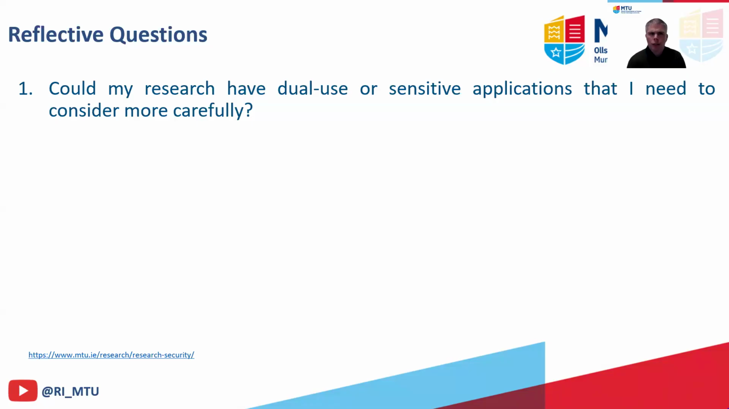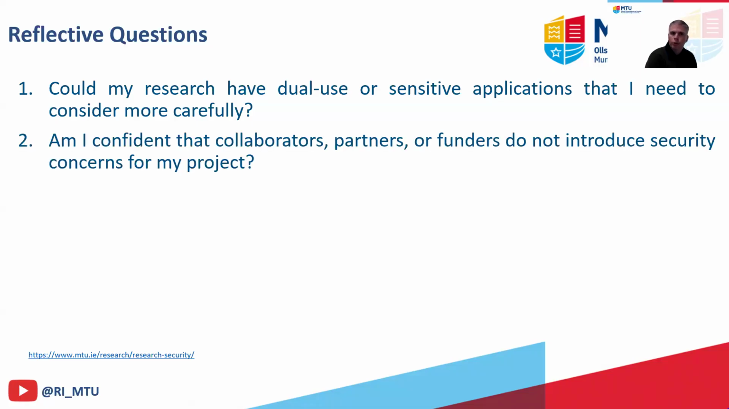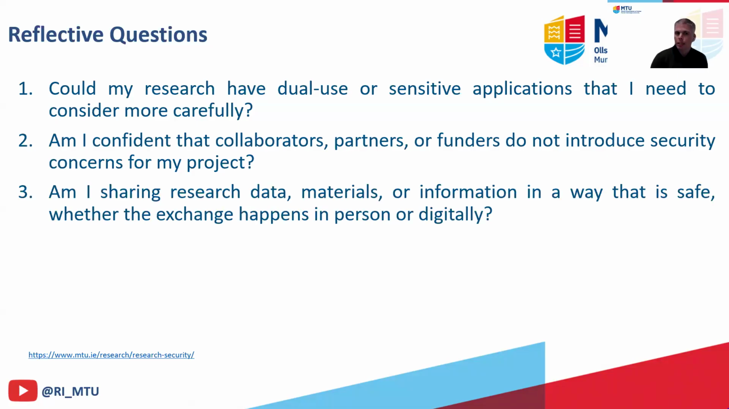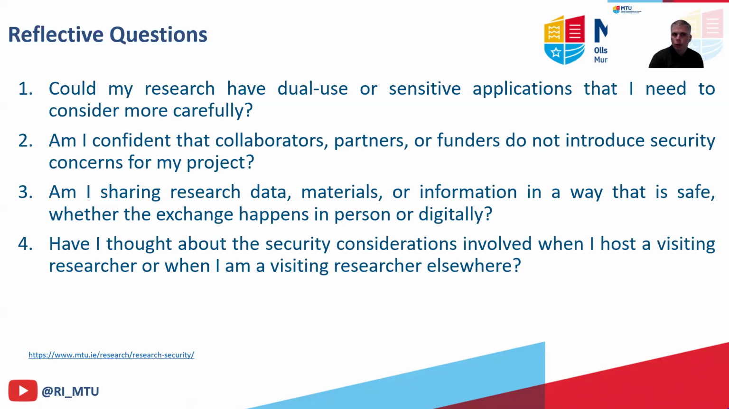So to think of, could my research have dual use or sensitive applications? Dual use is obviously our export controls. Sensitive applications isn't necessarily export controls, but something I need to consider more carefully. Am I confident that collaborators, partners, or funders do not introduce security concerns for my project? Am I sharing research data, materials, or information in a way that is safe, whether the exchange happens in person or digitally? Have I thought about the security considerations involved when I host a visiting researcher or when I'm visiting a researcher elsewhere?